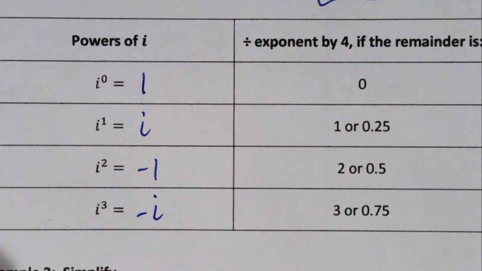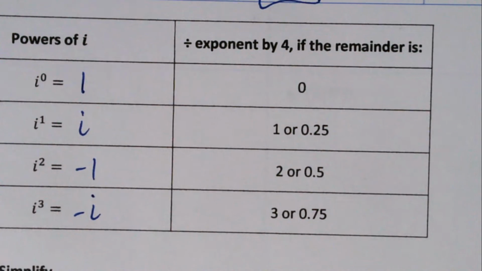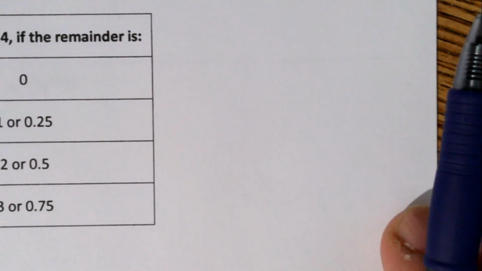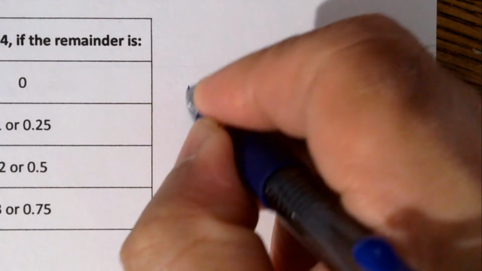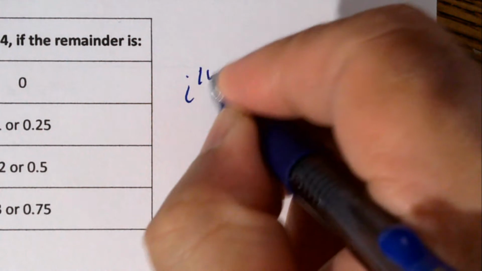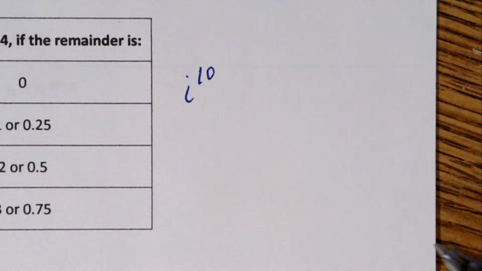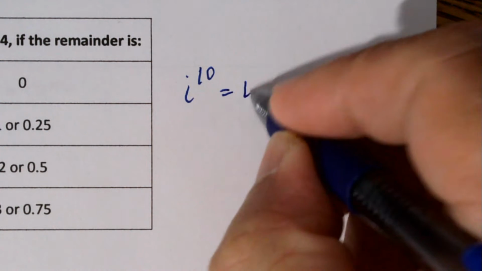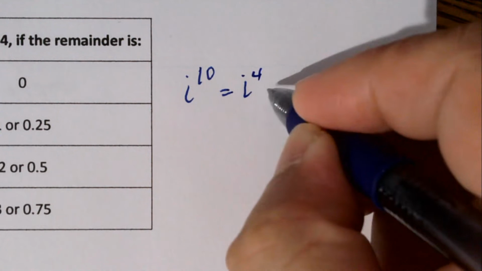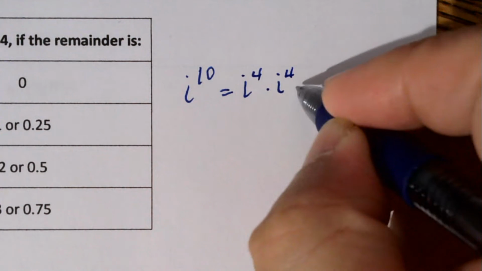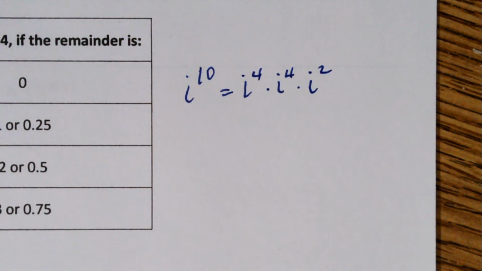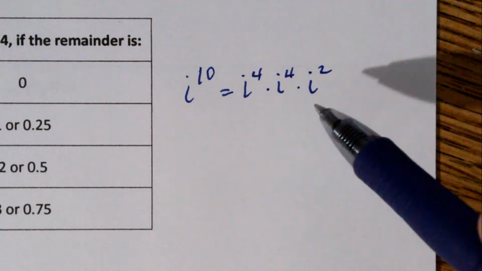So what am I saying here? What happens is you have other powers. We're going to come back to this in a moment. I'm going to ignore that for now. I'm just going to do some examples on the side here. If I have i to the 10th power, i to the 10th power is the same as i to the 4th times i to the 4th times i to the 2nd power. So what does this mean? i to the 4th, i to the 4th, i to the 2nd.